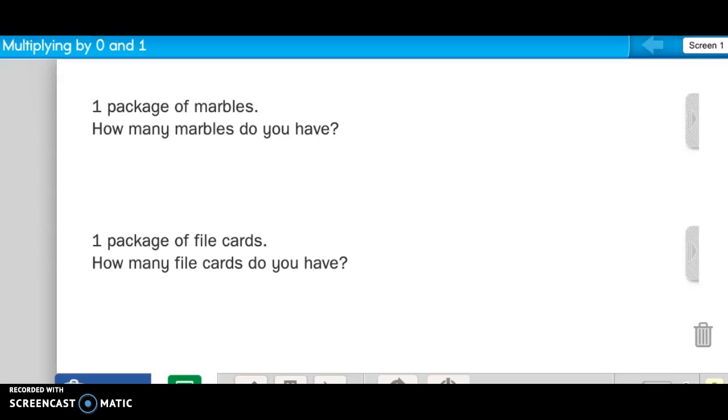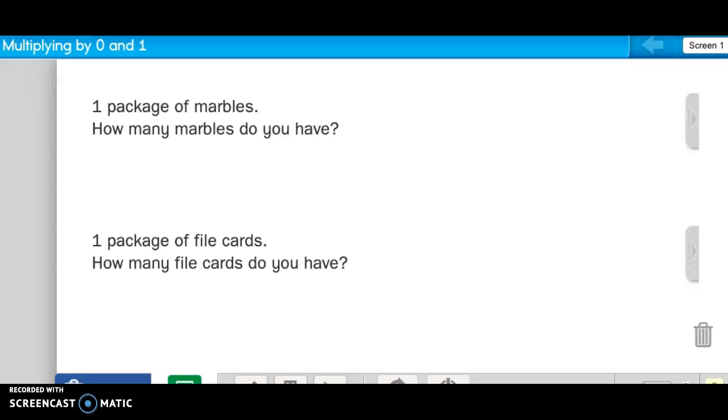Today, we're going to talk about multiplying by 0 and 1. We're going to use the poster on the next slide to talk about some of these things. If you look at the poster on the next slide, you will see the marbles. There are 45 marbles in each bag. So what if I had one package of marbles? How many marbles do I have?